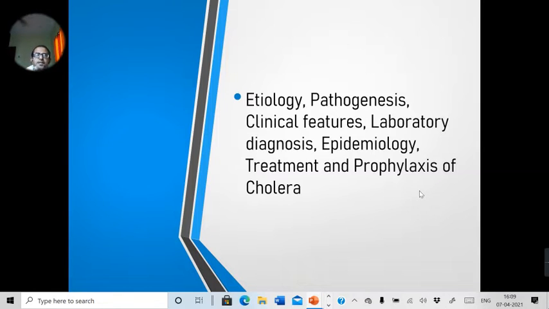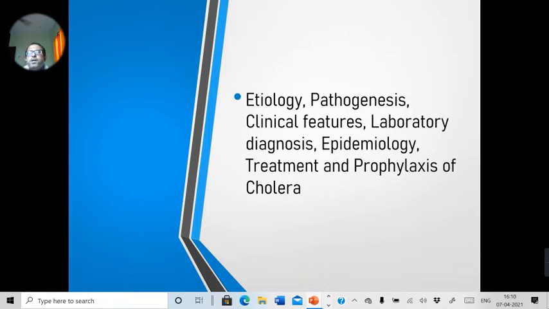Here we are going to study their etiology, pathogenesis, clinical features, laboratory diagnosis, epidemiology, treatment and prophylaxis of cholera. So firstly, etiology. This term etiology is used to describe the clinical features, the morphological, biochemical features of that pathogen. Means you can simply define this as the characters of that pathogen. It is shown in the laboratory, that we call the etiology.